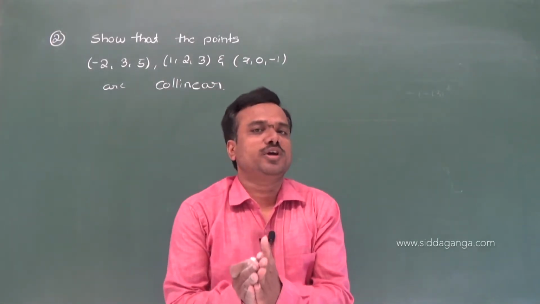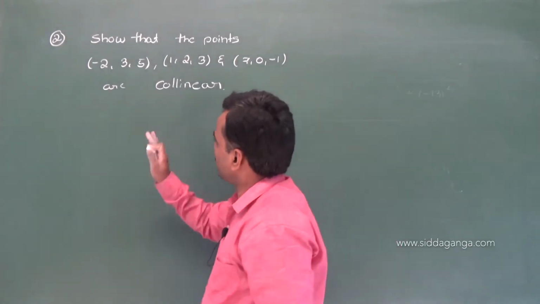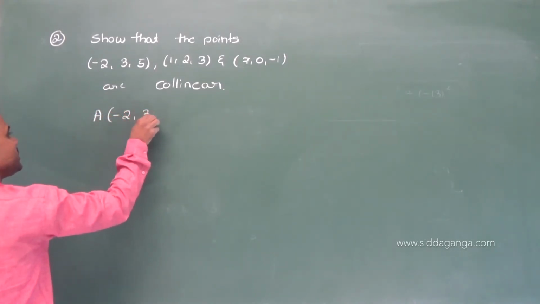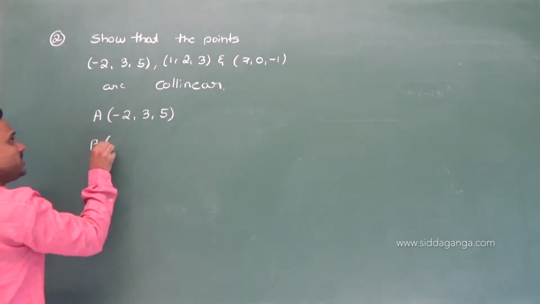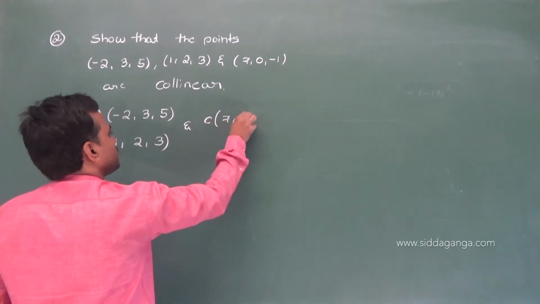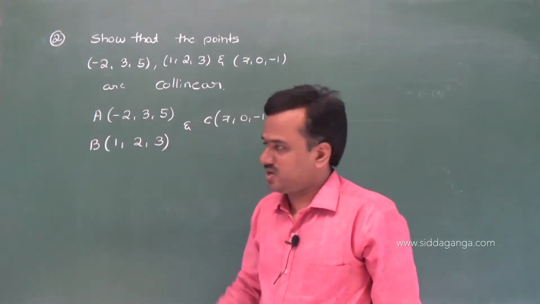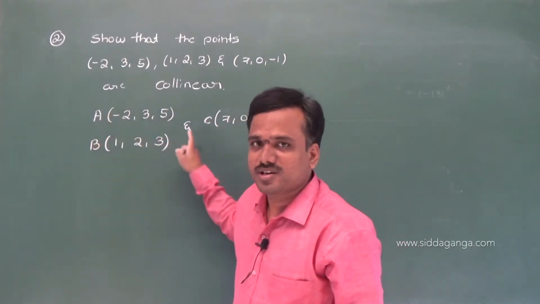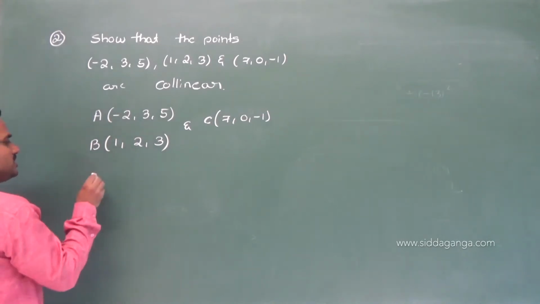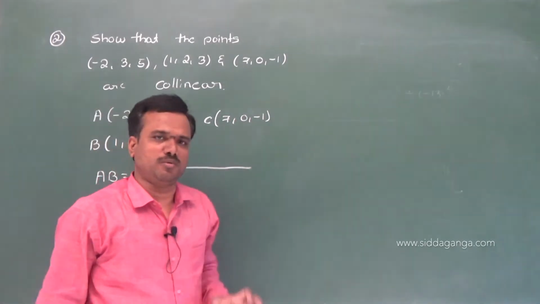Collinear. So you already know in 10th class how to prove collinear by using distance between 2 points. The same concept we follow. So what we do here, the first point we treat as A, A of (-2, 3, 5). Second point we treat as B, B of (1, 2, 3). And third point we treat as C, C of (7, 0, -1). Firstly, we find the distance between A to B, the distance between B to C, and the distance between A to C. One by one we find. We already know how to solve these problems.